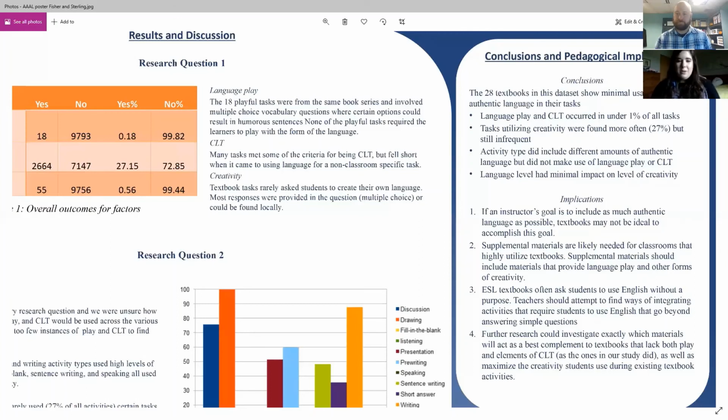So finding ways that we can implement these elements of authentic language would be the biggest recommendation if that's your goal. Future research could investigate exactly which materials might be best to supplement for language play, CLT, and creativity, as well as which ways we can maximize the creativity that we are getting our students to use from the textbook. So how can we ask students to think more creatively during our creative tasks?